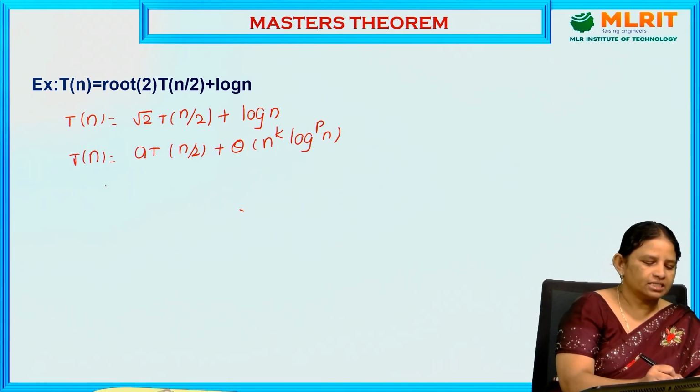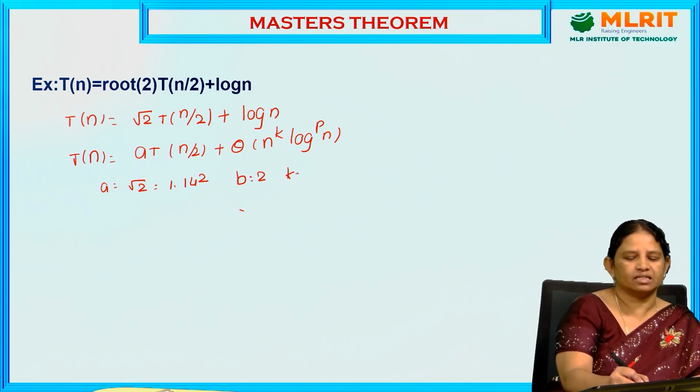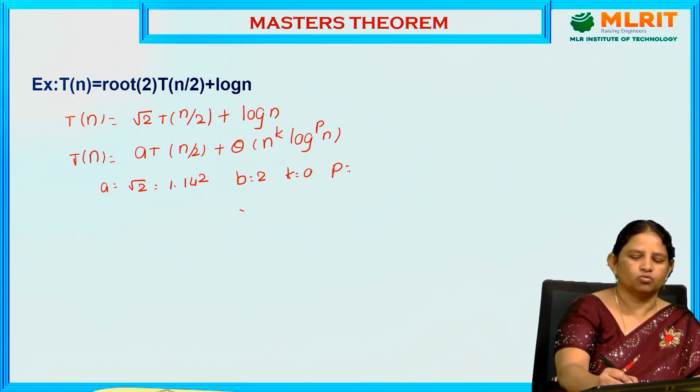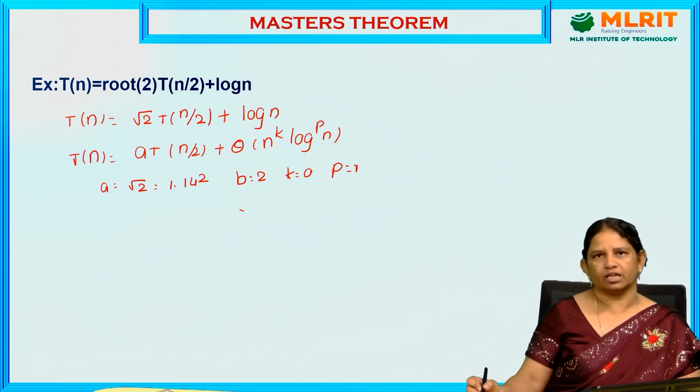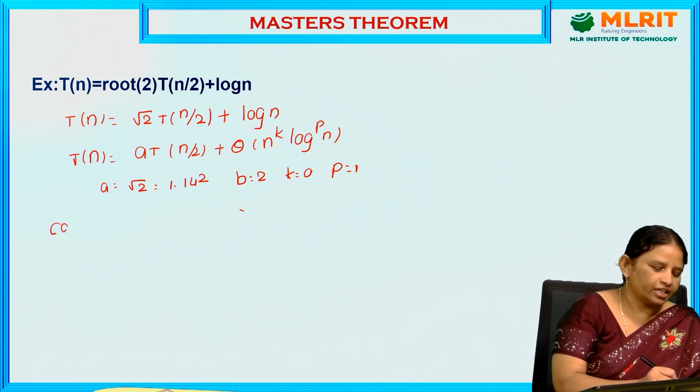So what is A? A equal to root 2. What is the value of root 2? 1.142. So then what is B? B equal to 2. What is K? K equal to 0. What is P? P equal to 1. Here the K value is not given, so we need to find out whether it is case 1, case 2, case 3.